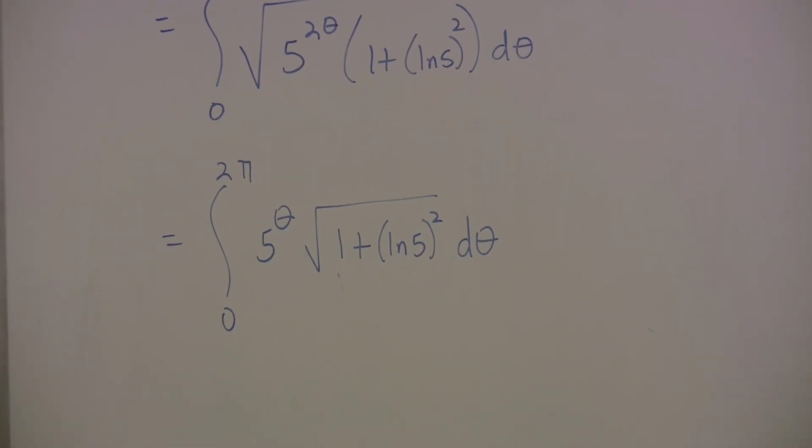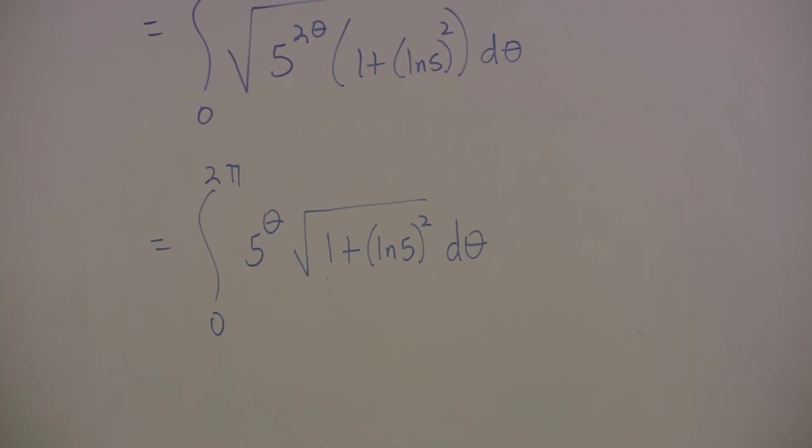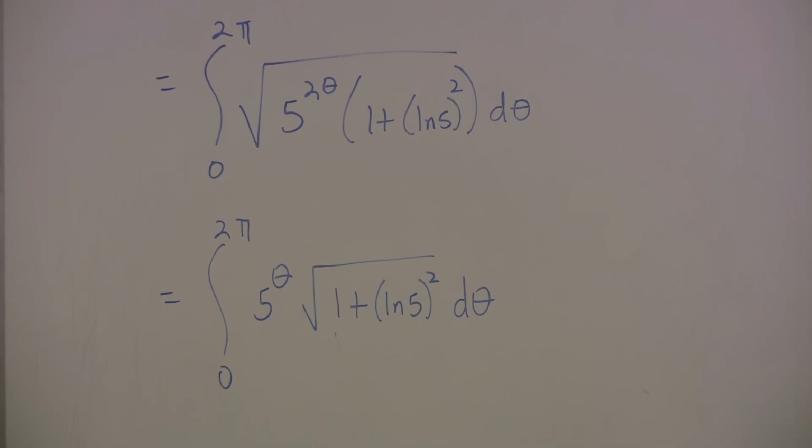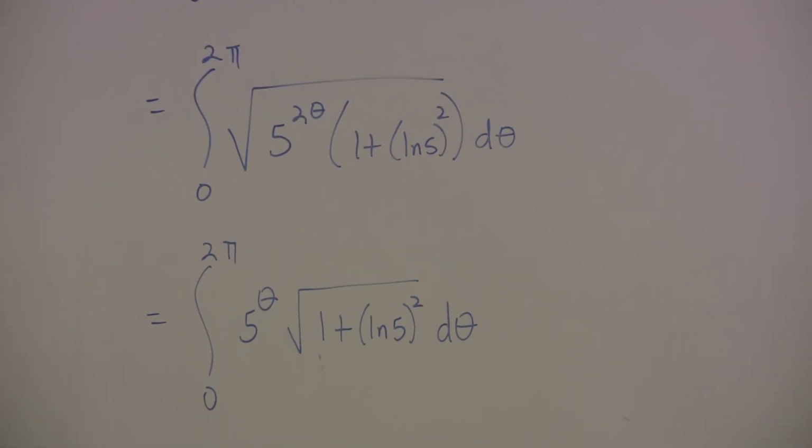Okay, we took the 5 to theta all the way out of the square root. It was a perfect square. Now, this looks pretty messy, but it's not.